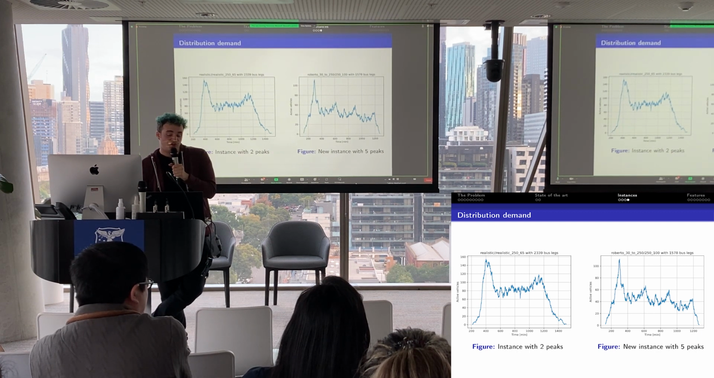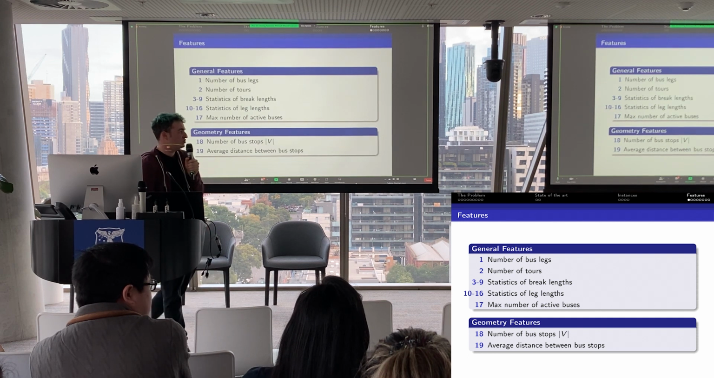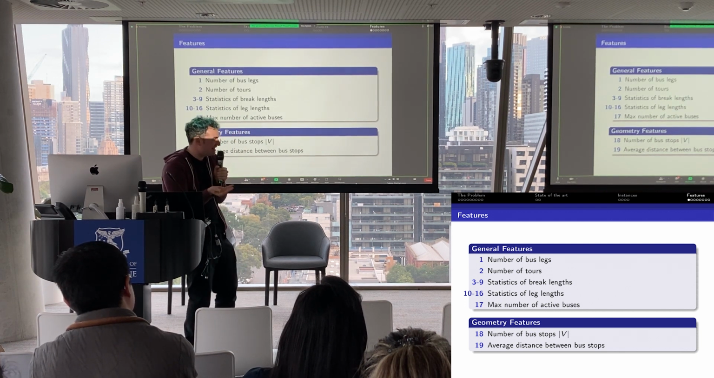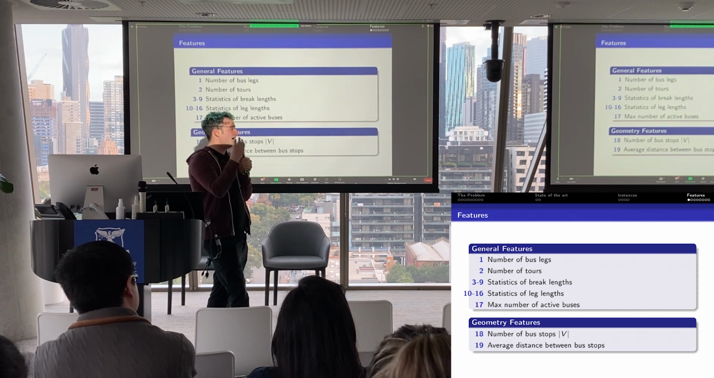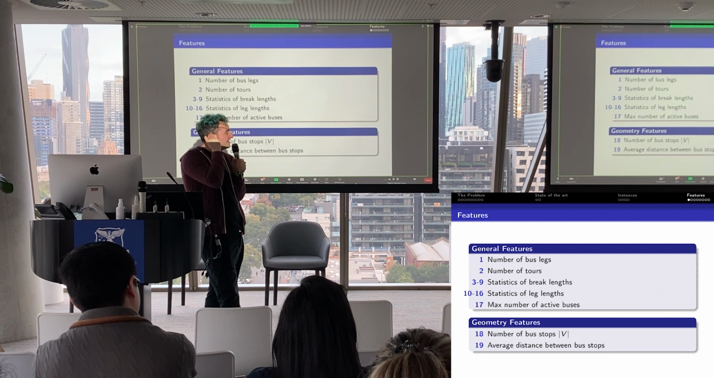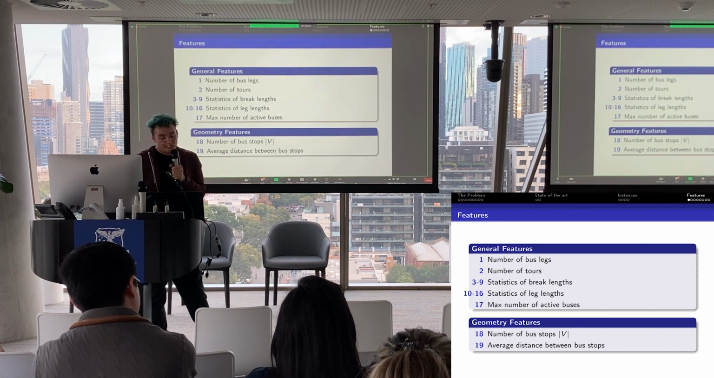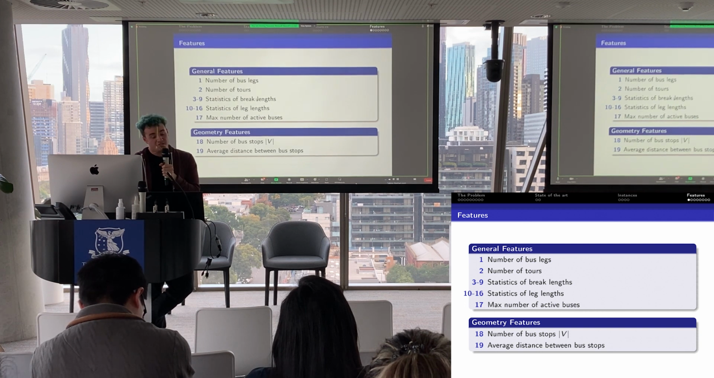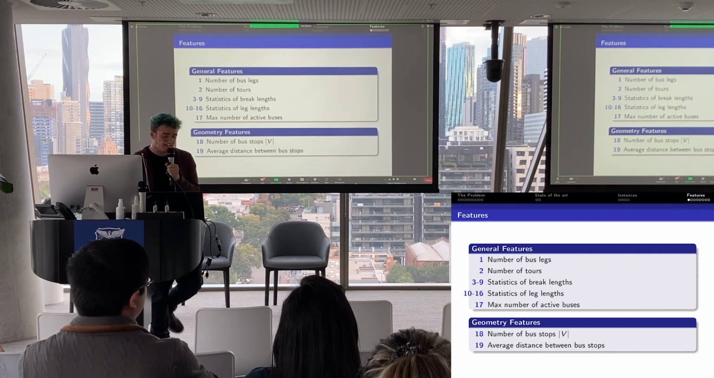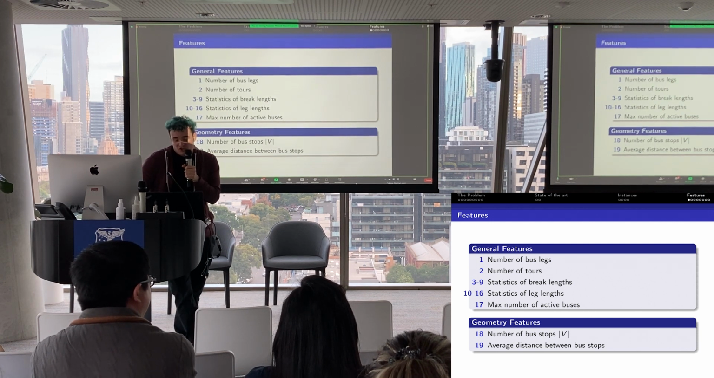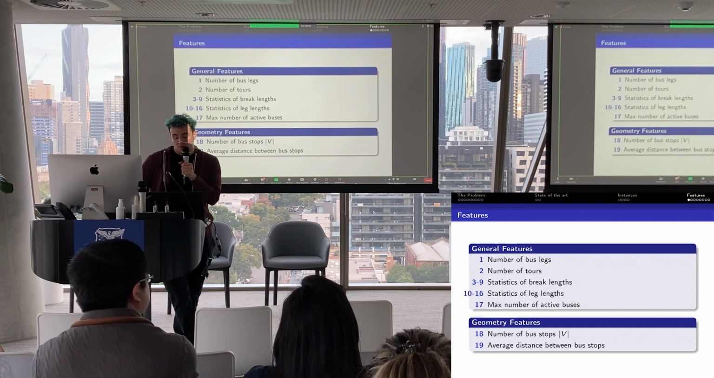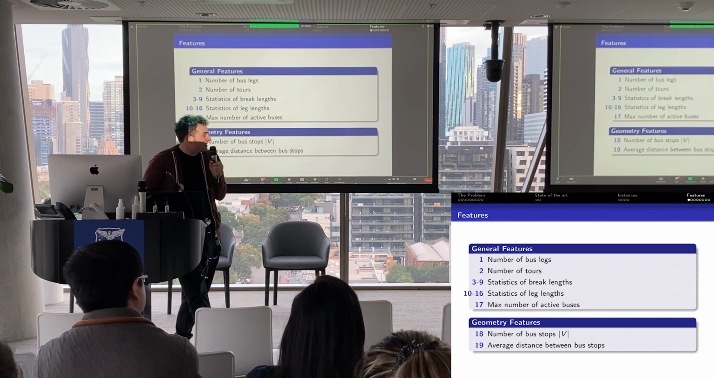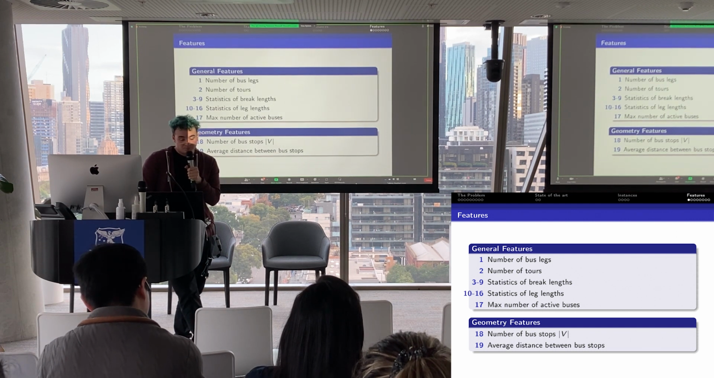And each instance has some features that we have to explore. Some of the features are characteristics of the problem. They should tell us how diverse two different instances are, or how difficult an instance can be according to some algorithms that we have. Some of the features are very straightforward, like the number of bus legs and the number of bus doors. Some statistics about the length of breaks and legs. And some features are based on space, like how many bus stops there are and the average distance between bus stops. But it's clear that there is more. It was clear that we can come up with some new features.